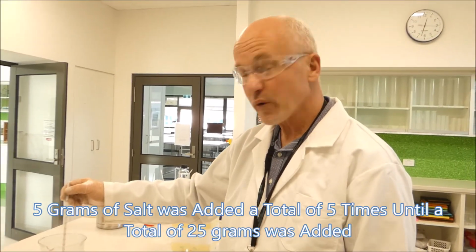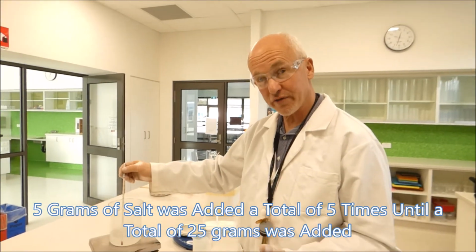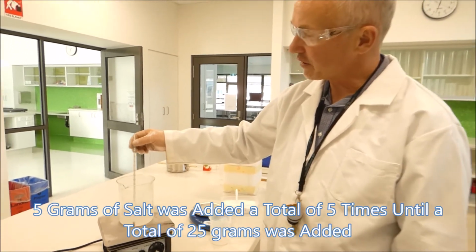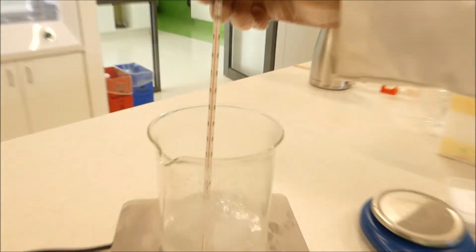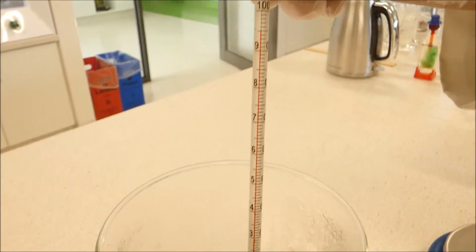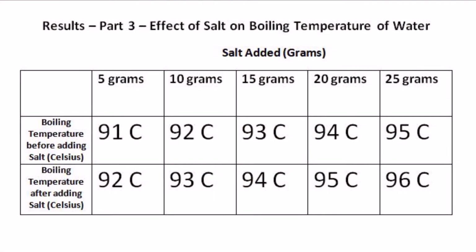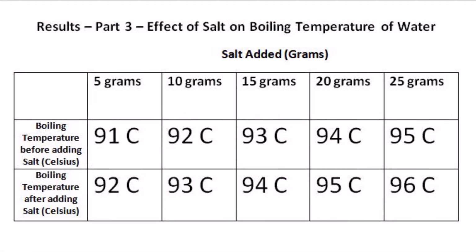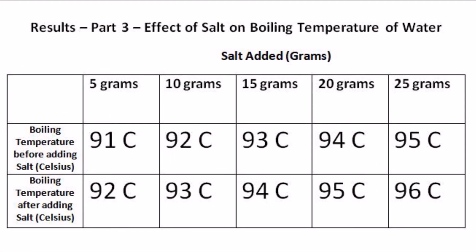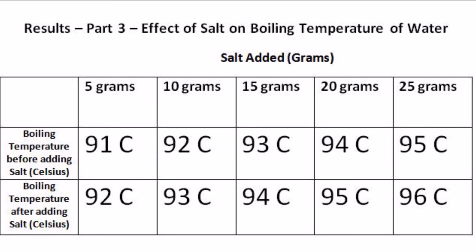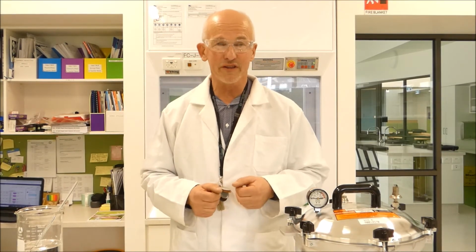Okay, so the water's boiling again after adding 25 grams of salt now. And if we look at the thermometer, we have a temperature of about 96 degrees C. So these are our final results of how adding salt affects the boiling temperature of water. You could now draw a graph to show how salt changed the boiling temperature. Alright, so that's the end of our experiment for today, and let's think about what we might have learnt.